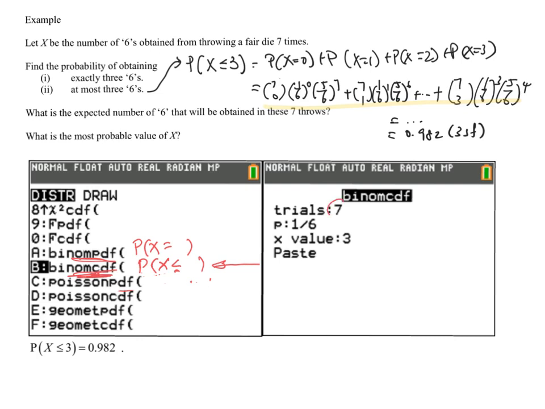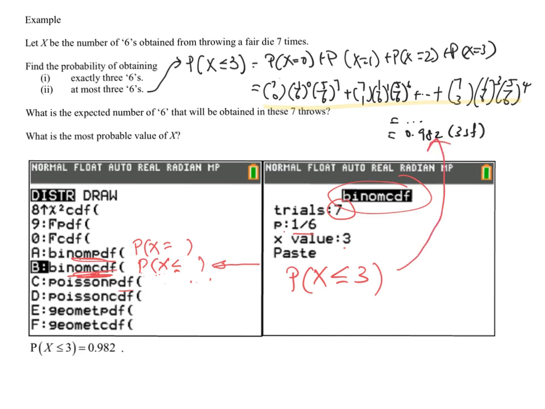Number of trials 7, probability is 1 over 6, x is 3. So when we put this in the binomial CDF, we are tabulating this value, and you press equal, you will get this answer instantaneously.